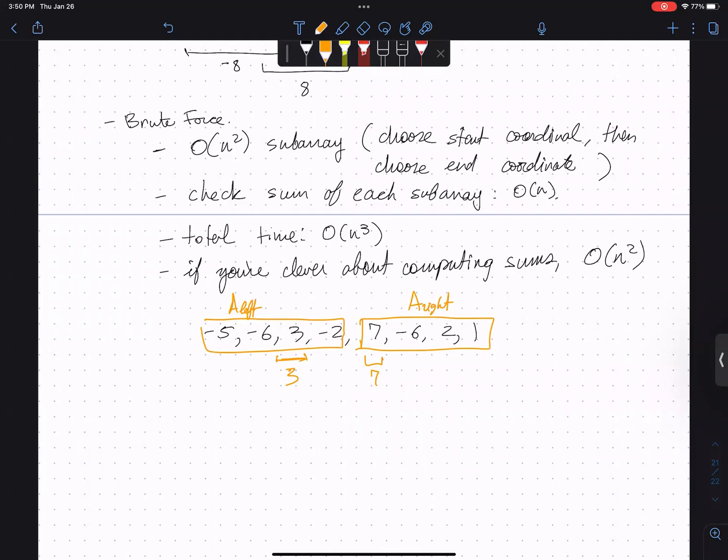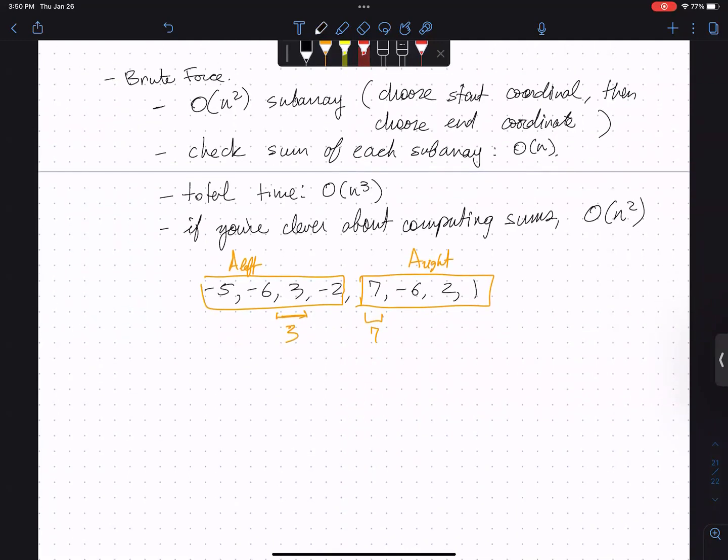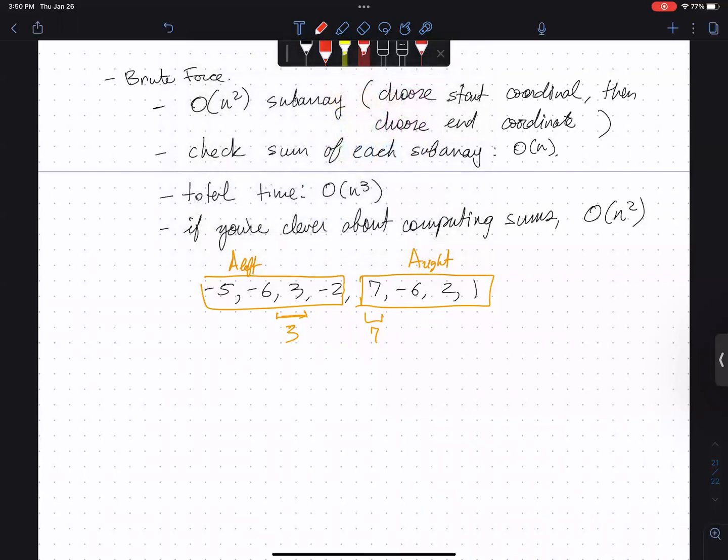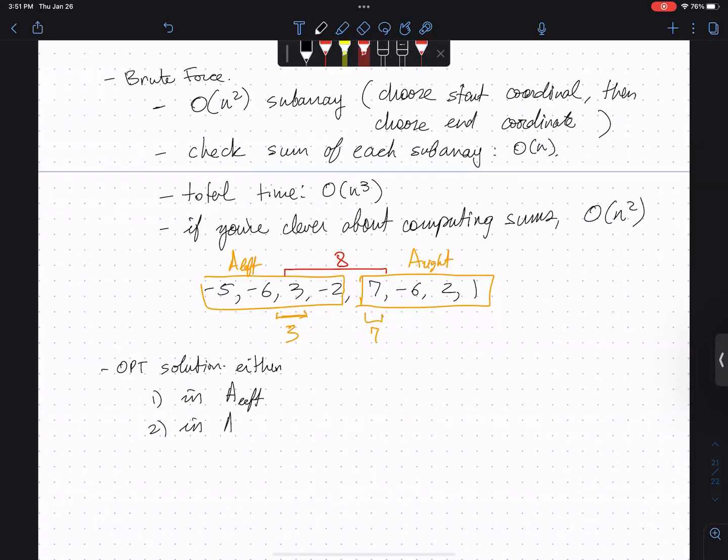Okay, so the conquer step has to be a little more complicated. As you said, the problem is that there might be a solution that crosses the middle point. So for example, this one that we saw gives us the 8. So let me write that down. The optimal solution is either in the left, in the right, or crosses the midpoint.